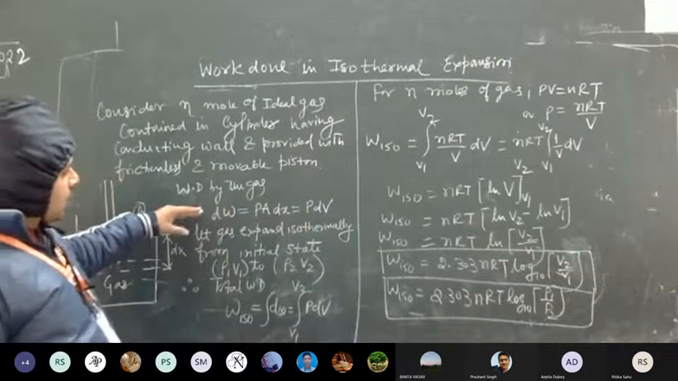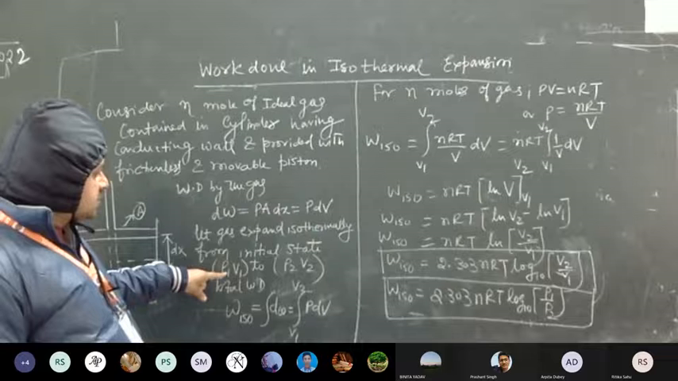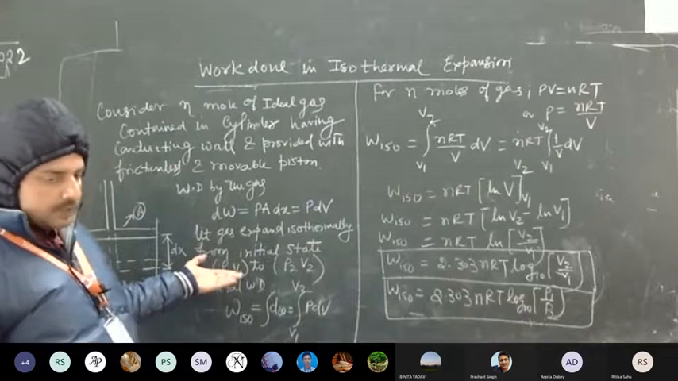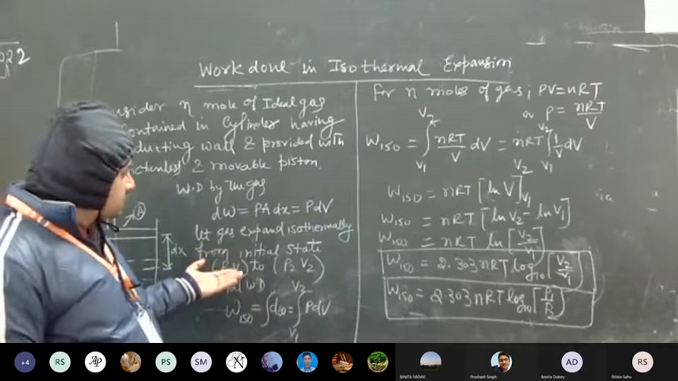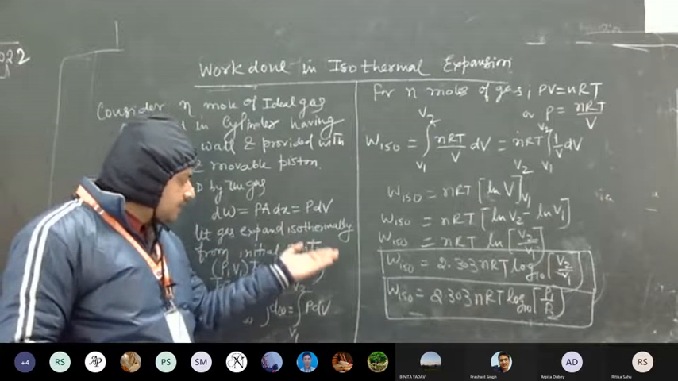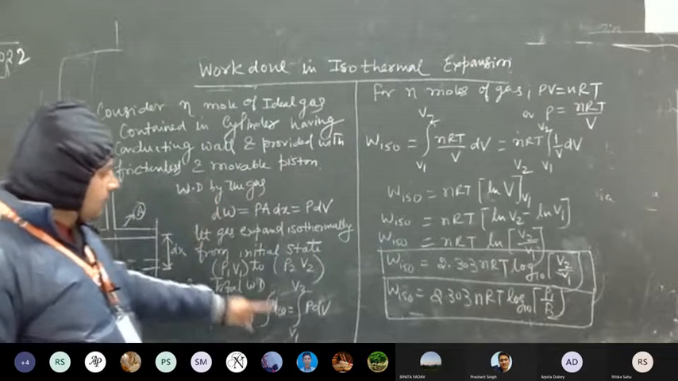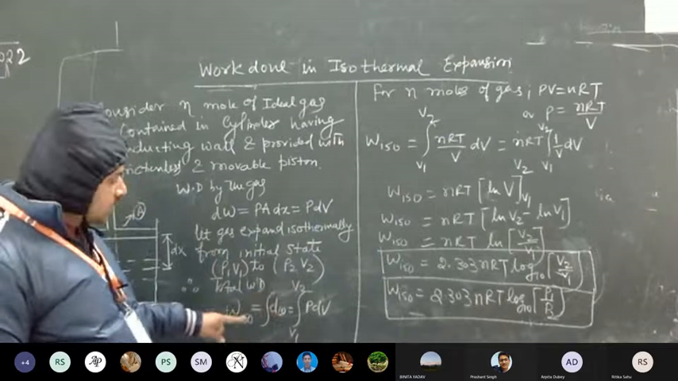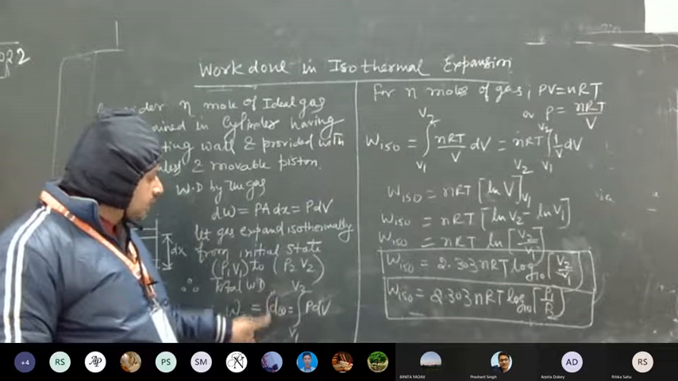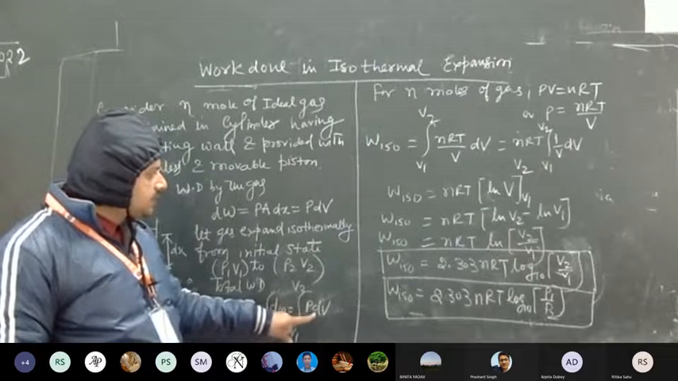So we are going to find total work done, and total work done will be from first state P1 V1 to P2 V2. The initial state is P1 V1, meaning pressure is P1 and volume is V1, and the final state is P2 and the volume at the final state is V2. So what will be the total work done? If we integrate this from V1 to V2, then we will get the total work done in this isothermal process. So W_iso is equal to integration of dW, that is equal to integration from V1 to V2 of P dV.